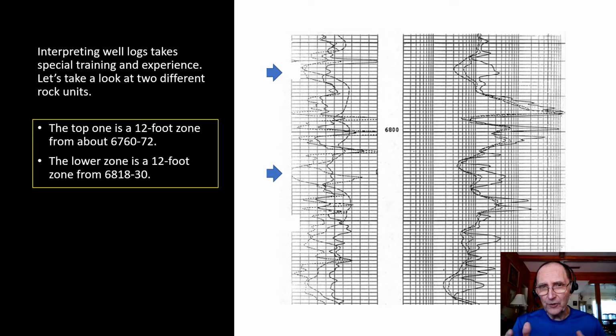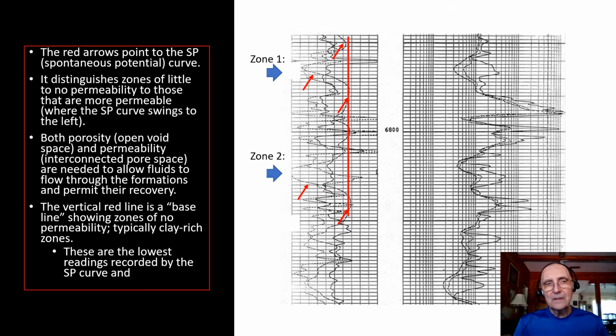Let's look at two different rock units. The top one that you see on the log is a 12-foot zone from a depth of 6760 to 6772. The bottom one is another 12-foot zone that goes from 6818 to 6830. The red arrows point to the spontaneous potential, or the SP curve. The SP curve distinguishes between zones of little to no permeability to those that are more permeable, where the SP curve actually swings to the left.